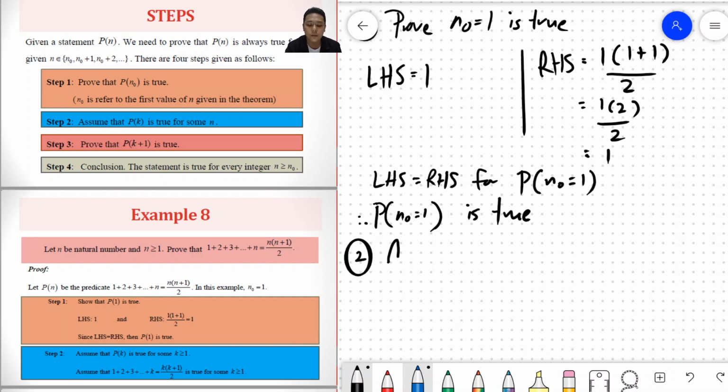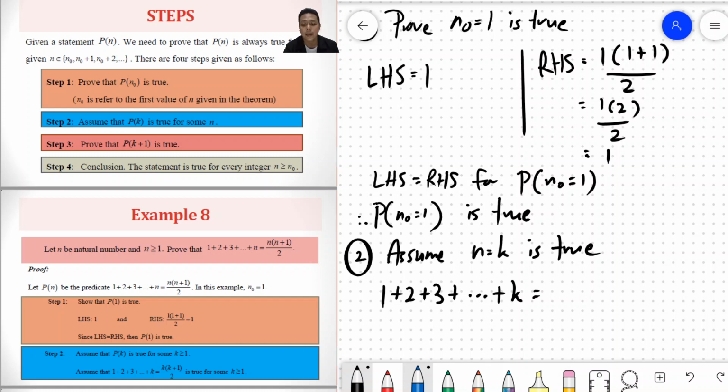We need to assume the case when n equals to k is true. You actually need to believe that the summation 1 plus 2 plus 3, when n equals to k, you add up until k, where k is an unknown natural number, which is equivalent to the right hand side will be k times (k plus 1) over 2. That's it.